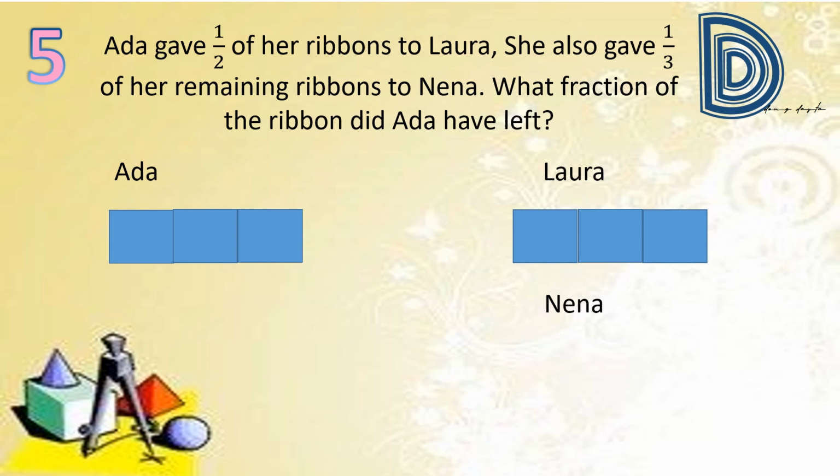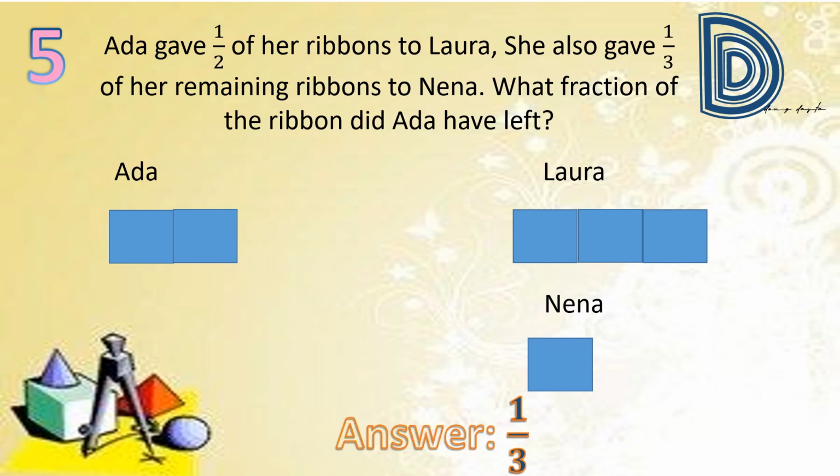And then from here, she gave 1/3 of the remaining to Nena. What fraction of the ribbon did Ada have left? If we started with 6 parts, left to Ada were 2 parts. So that will be 2 out of 6, or 2 over 6, simplified as 1/3.